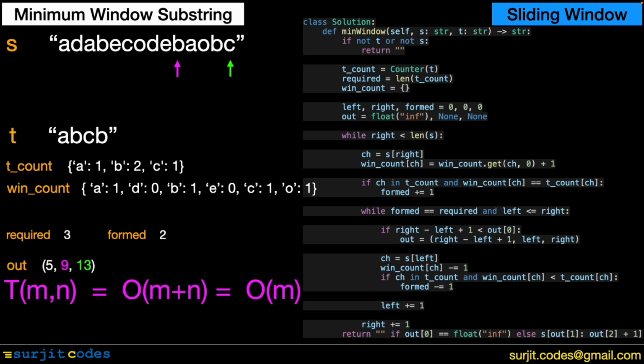Both left and right move across the elements of S, which has length m, while t count is formed in time n, so time complexity is of the order of the greater of the two. Extra space is used for t count and win count.